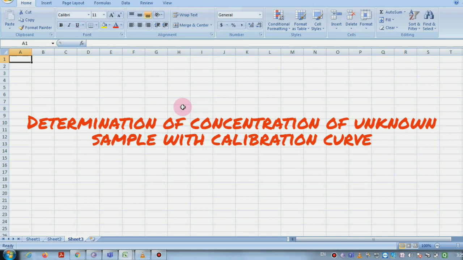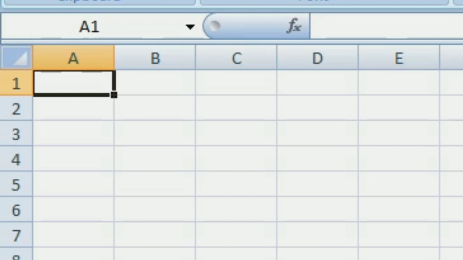Today I just want to show how a calibration curve can be used to determine the unknown concentration of a drug solution in spectroscopy, where the principle is usually based on Beer's law. This we can do by using a simple Microsoft Excel sheet. So let's start with it.